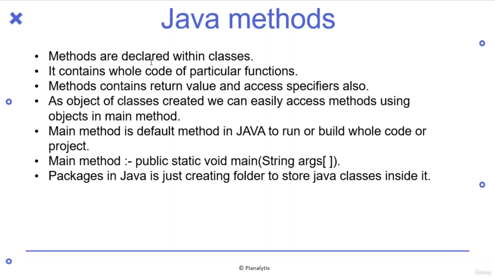A method contains a return value and access specifiers. As objects of classes are created, we can easily access methods using that object. The main method is the default method, as I told you, to run or build code or a project. Main method, always remember, is public static void main, and it always takes strings. You cannot change it to integer or something like that. You can print integers, but you cannot return integers inside the main method. Packages in Java, as I told you, I am again telling, it's just creating a folder and storing all the classes inside it.